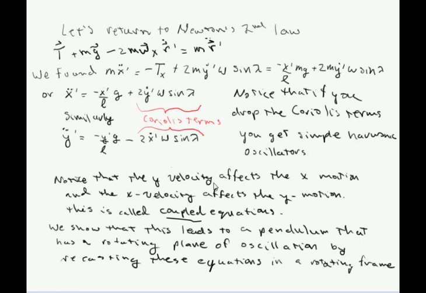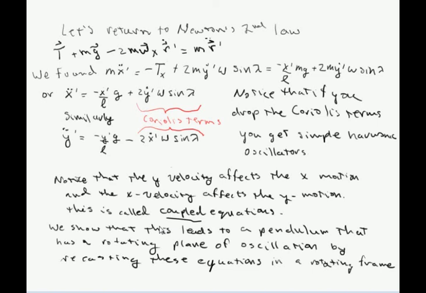So it says, notice that the y velocity affects the x motion and the x velocity affects the y motion. This is called coupled equations. This is hard to solve, differential equations wise, because these two differential equations are coupled. And that's a common problem in more sophisticated physics problems. And so what we're going to do is show via a little bit of trickiness that this leads to a pendulum that has a rotating plane of oscillation.